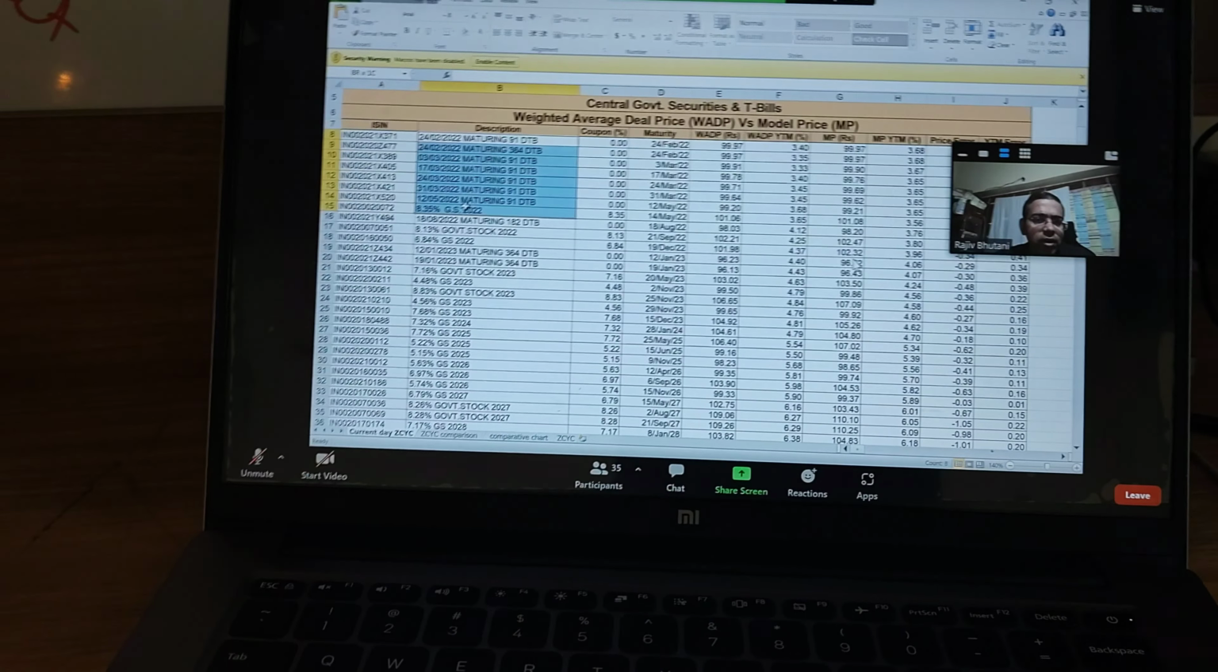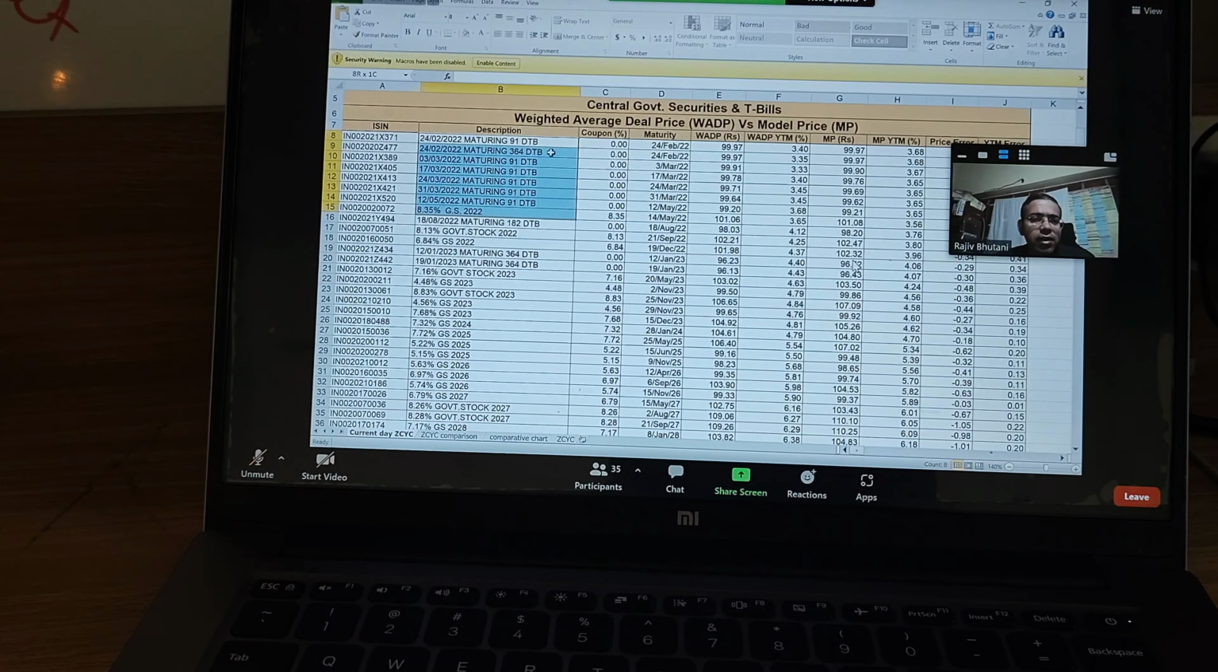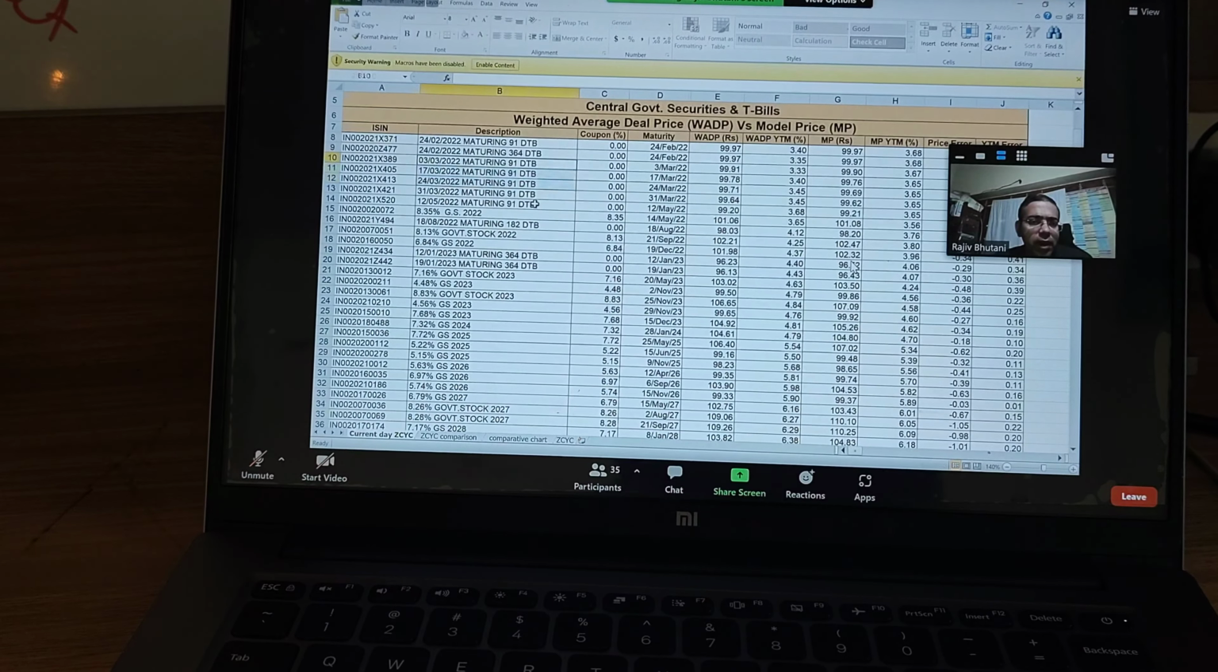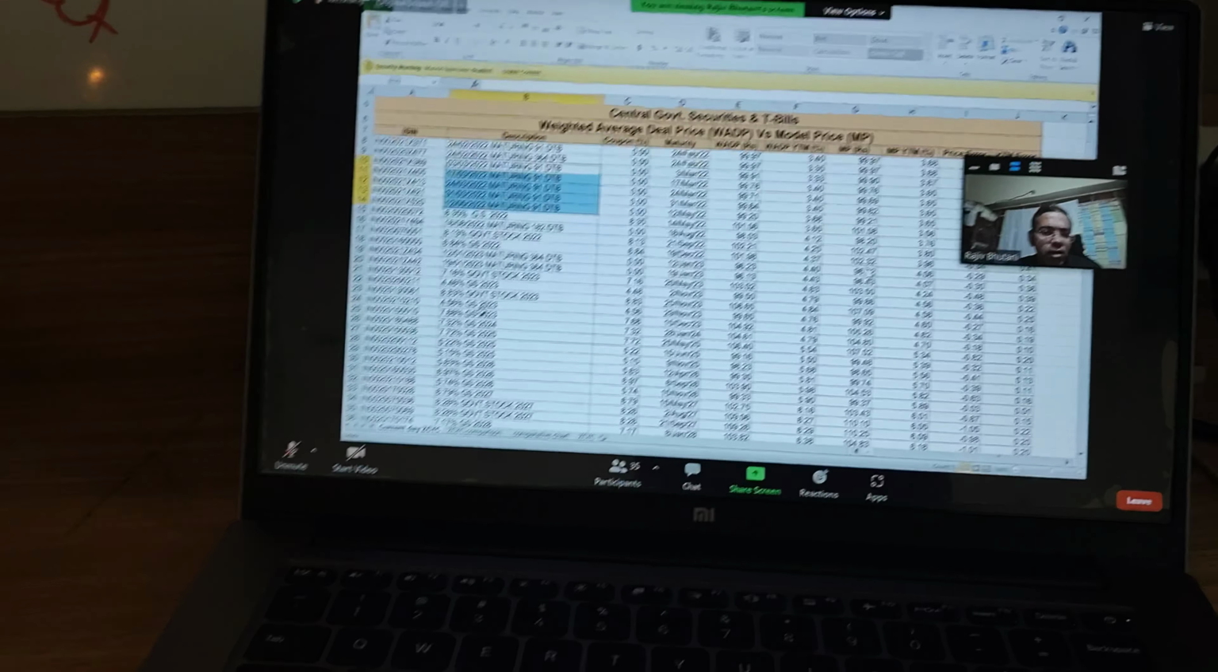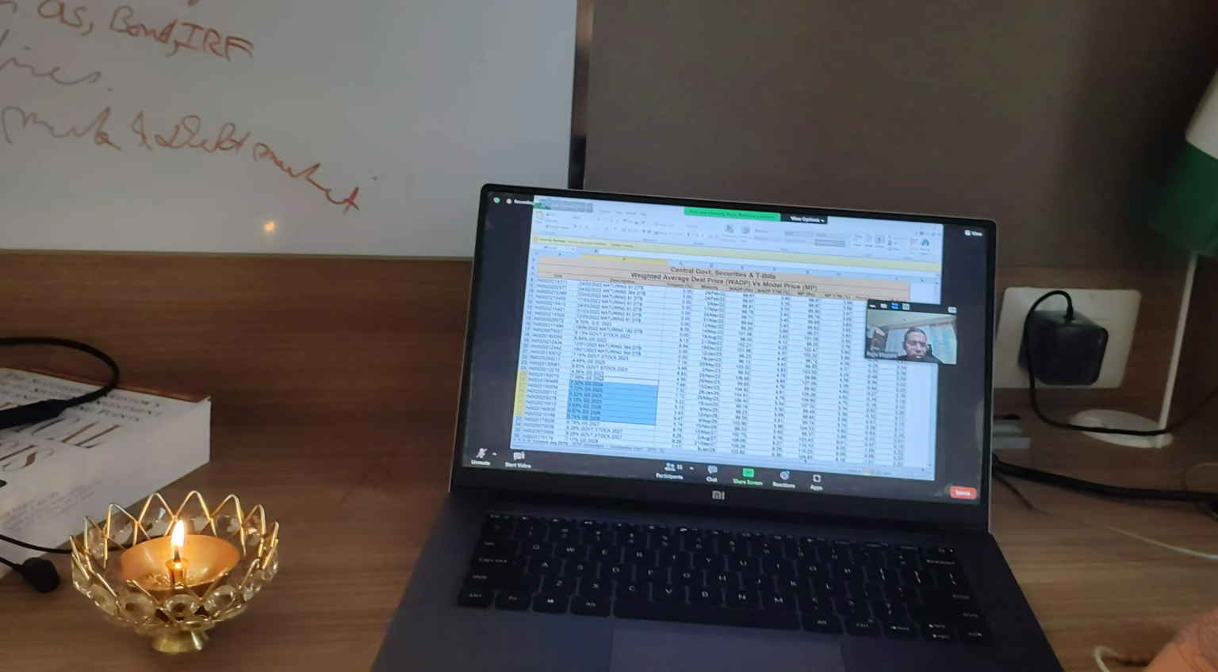So you see, these are securities, treasury bills expiring in 91 days, expiring in 364 days, expiring in 91 days, and these are all bonds. So this bond is expiring in 2000.